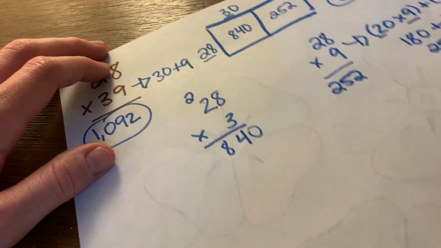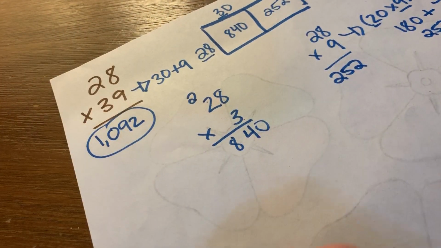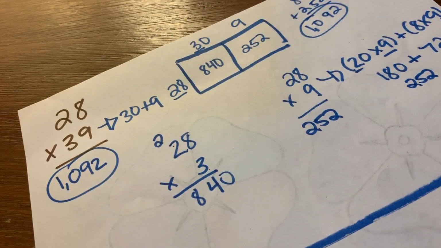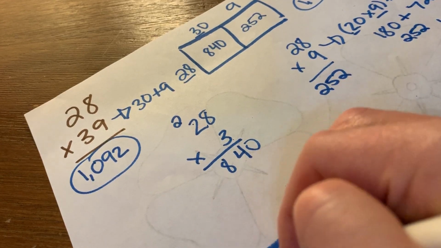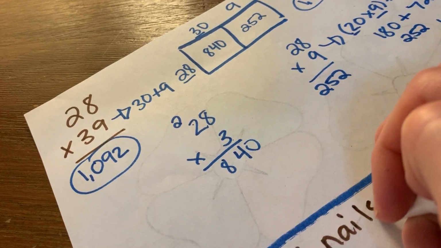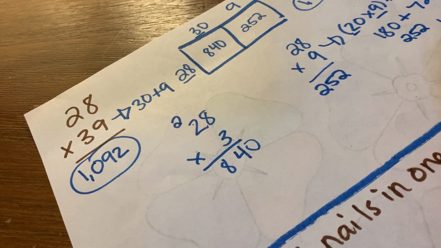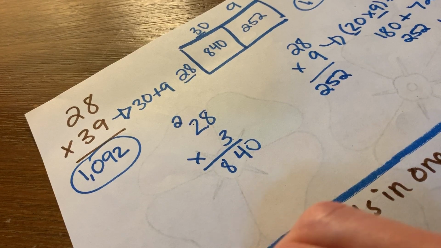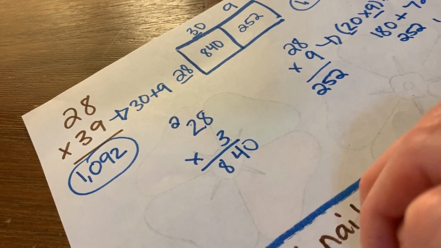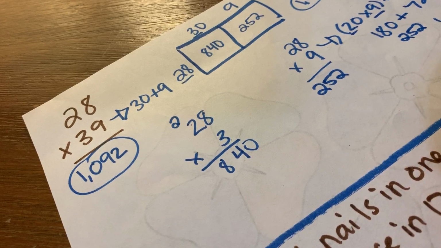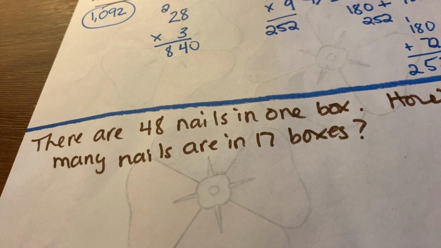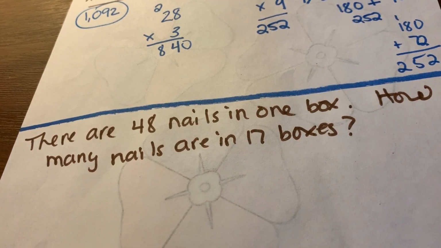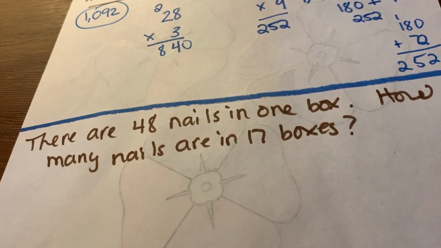All right, I have one more quick problem for you, and then I will let you practice on your own. There are 48 nails in one box. How many nails are in 17 boxes? There you go. So there are 48 nails in one box. How many nails are in 17 boxes? Try that one on your own really quick.